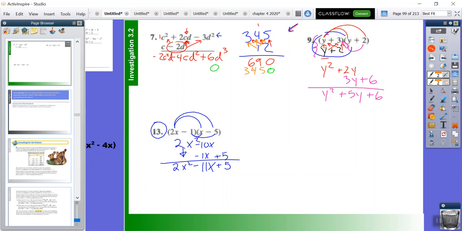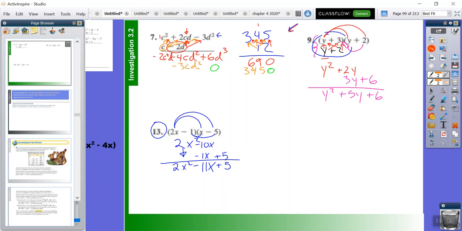Okay, so we'll do the same thing with this c. So we're going to multiply this c to everything up here. So c times negative 3d squared is? Just negative 3cd squared. There you go. Negative 3cd squared. All right, what is c times positive 2cd?